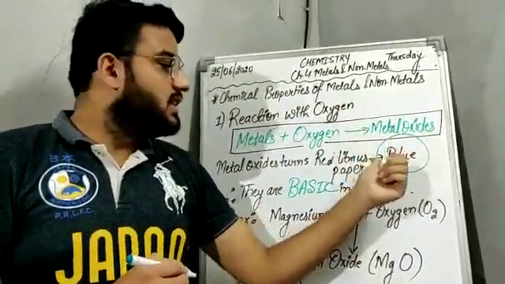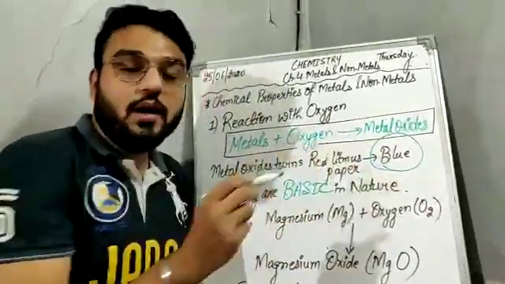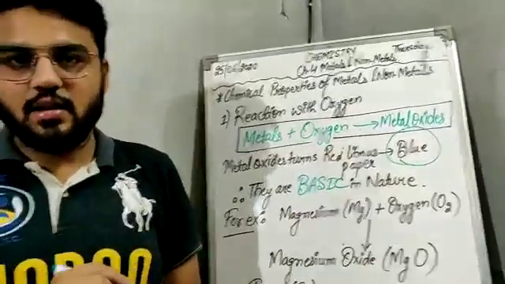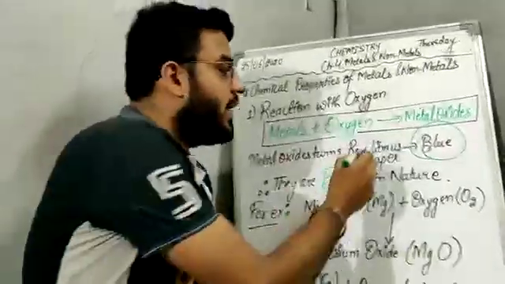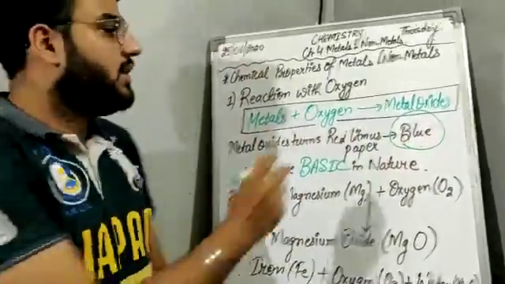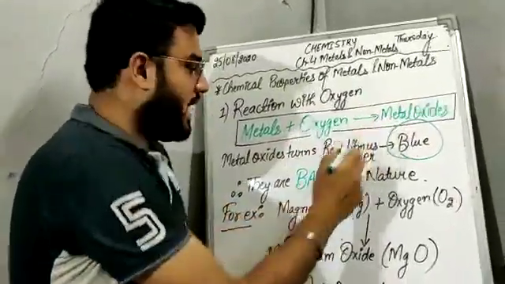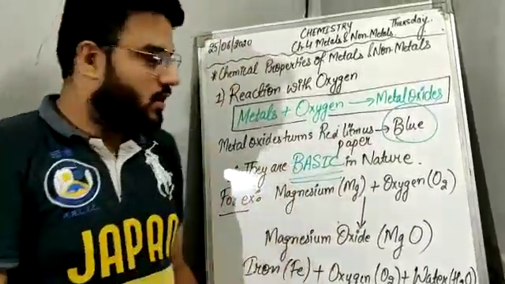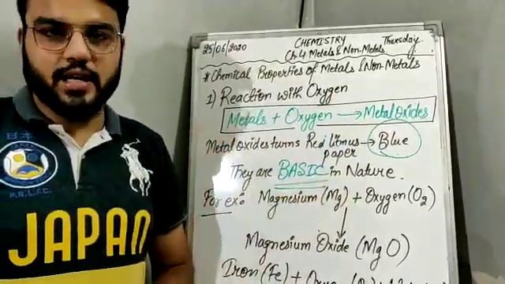So the substances which turn red litmus paper into blue are basic in nature. You have learnt in class 7th the litmus test. The substances which turn red litmus paper into blue are basic in nature. Therefore, the metal oxides are basic in nature. Got it? The oxides of metals are basic in nature.